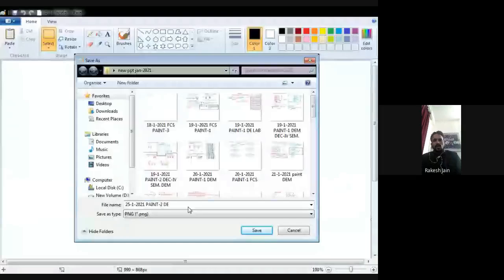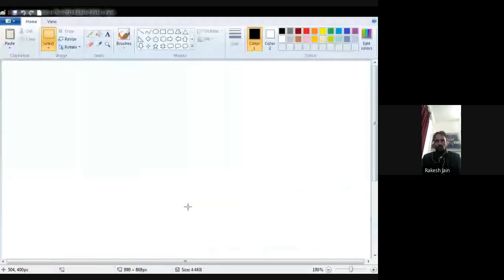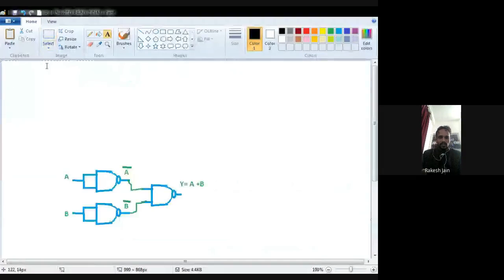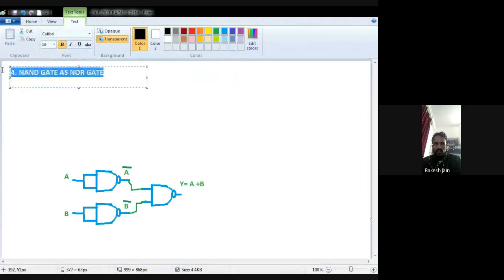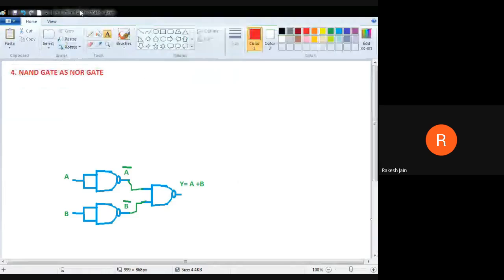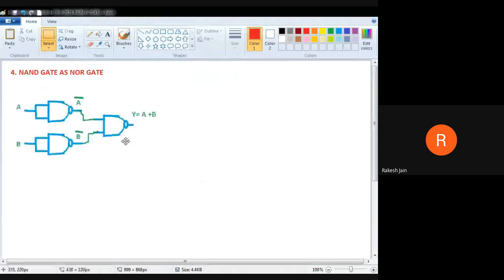Okay, now see. Now you have to convert. The fourth conversion is NAND gate as NOR gate. Conversion of this universal logic gate NAND gate into another universal logic gate NOR. Convert this. So that is very simple.